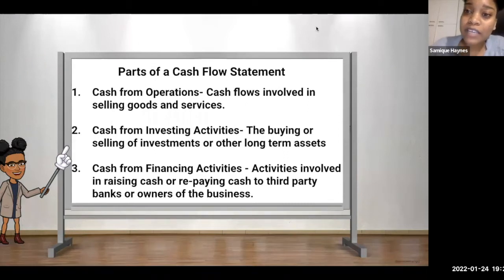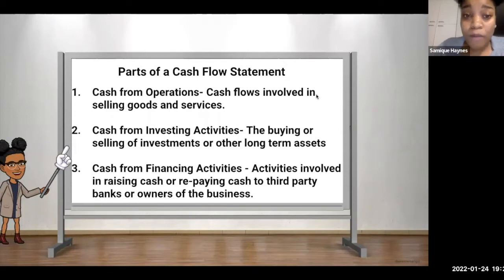So parts of a cash flow statement: the first part is the cash from operations. The second part is cash from investing activities. And the last part is cash from financing activities. Now, it's very important for you, for this course, for your exams, to be able to understand the difference between these three parts of the cash flow statement. Very, very important.